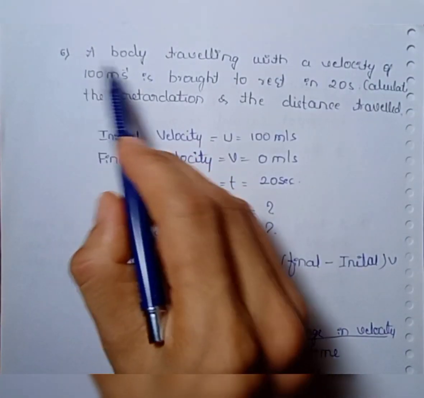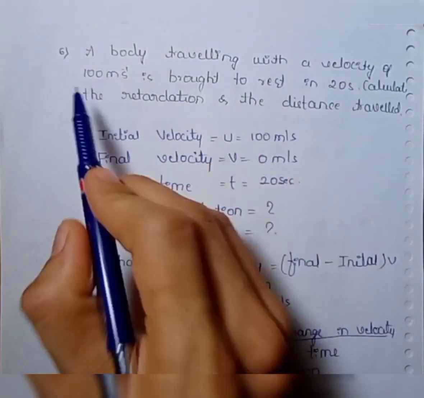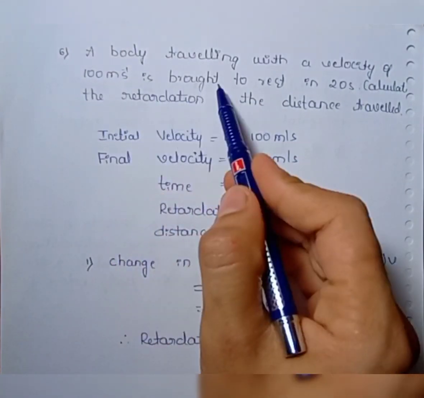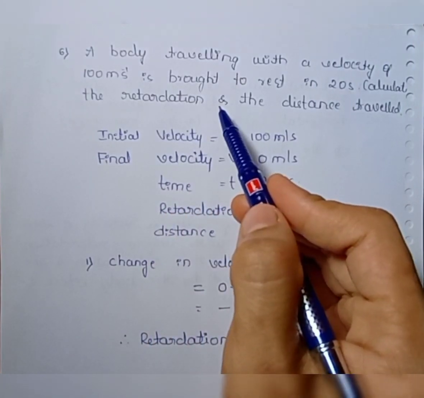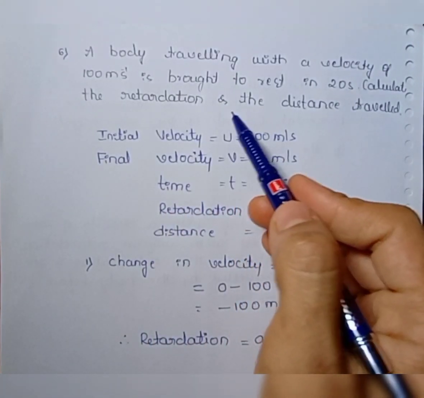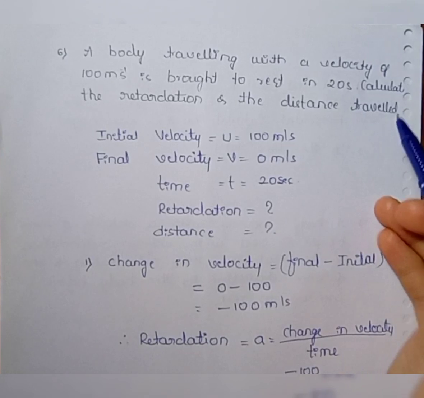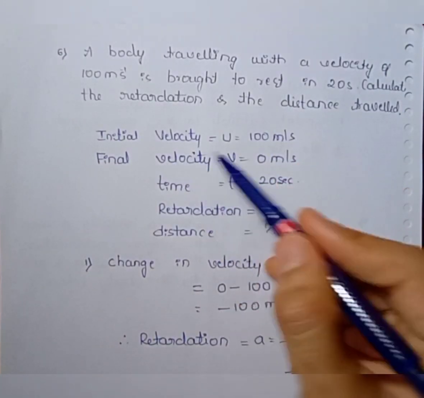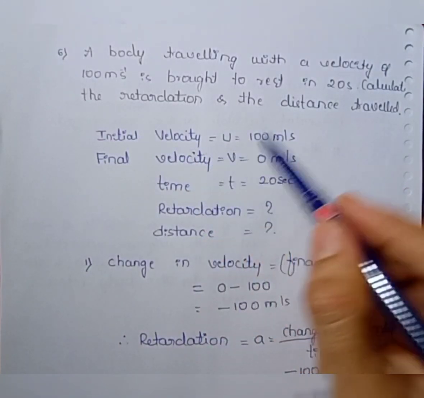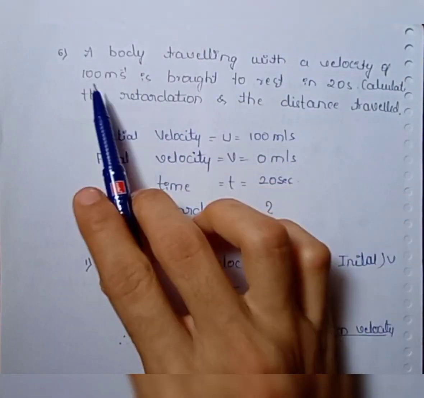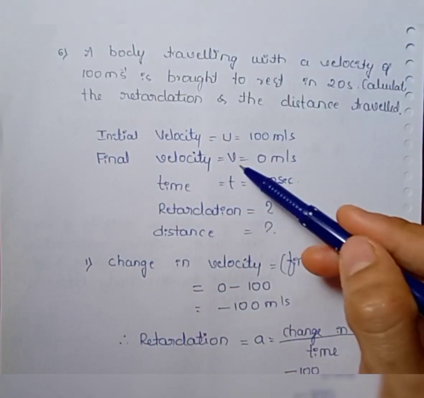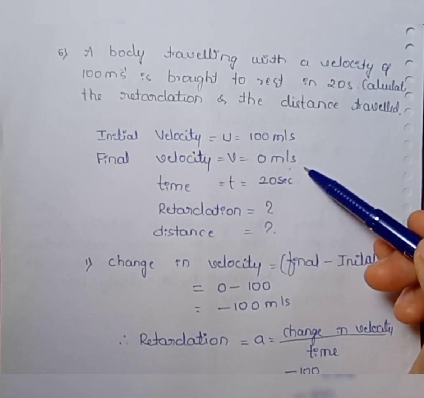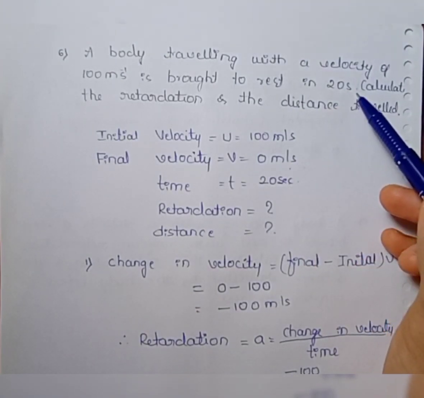Next problem is, a body traveling with a velocity of 100 meter per second is brought to rest in 20 seconds. Calculate the retardation, means that one is minus a, and the distance traveled. So how we have to calculate this one? We know initial velocity u equal to 100 meter per second, and final velocity, that one brought to rest, means v equal to 0 meter per second. Time is equals to 20 second.